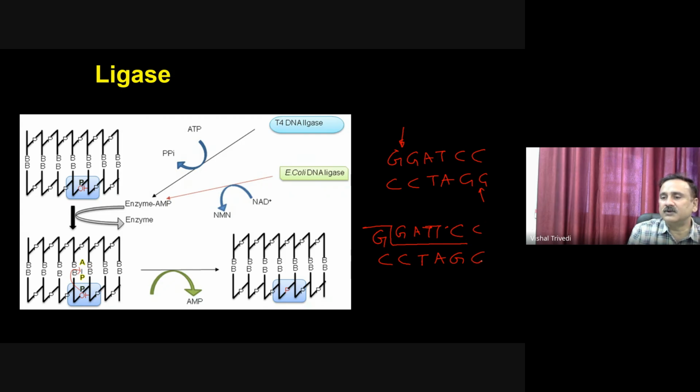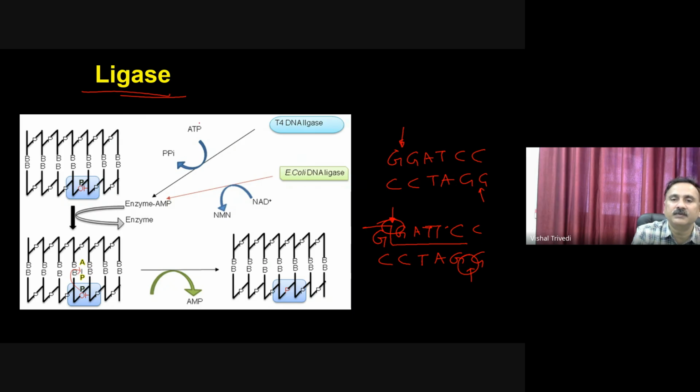So when it is going to sit with the other one, right? There will be a gap here, right? So there will be a gap between these two. This is a gap which is going to be filled by the ligase, right? So what ligase is going to do is bring these two molecules together, and that's how the phosphodiester linkage is going to be formed between these two molecules and these two molecules.